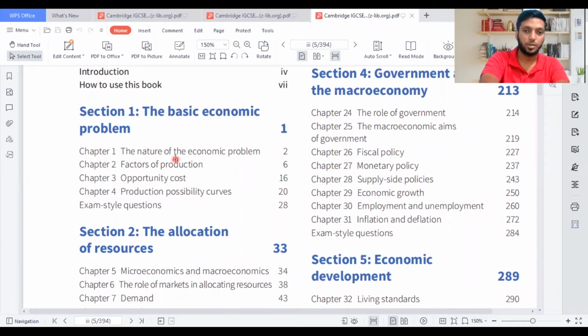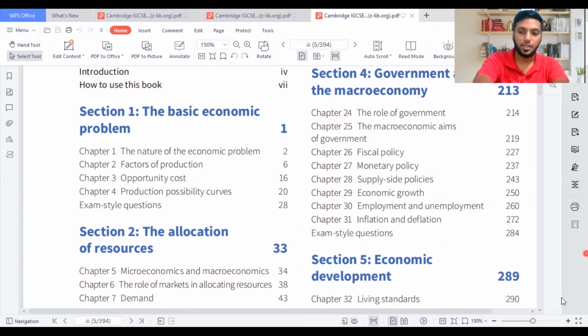Chapter 1 is about the nature of the economic problem. Chapter 2, factors of production. Chapter 3, opportunity cost. Chapter 4, production possibility curve. They have some exam style questions as well, the same way they appear in the exam, paper code 2281. And if you are doing IGCSE, you need to follow the paper code 0455.